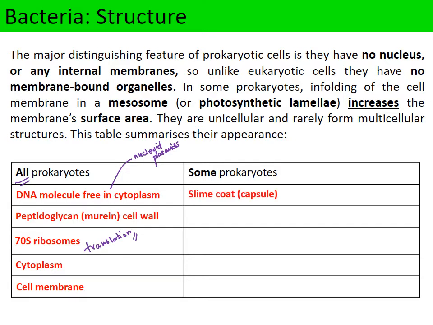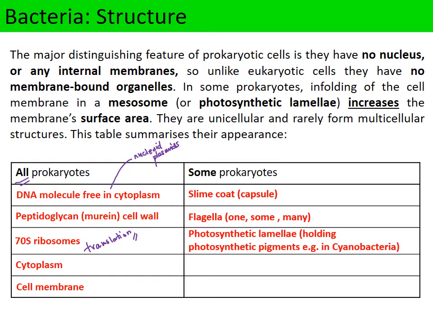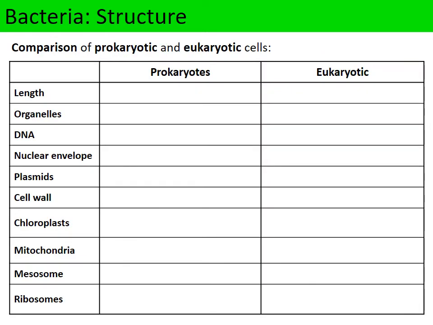Now, other bacteria might have a capsule on the outside for protection. They might have one, more, or many flagella, depending if they're motile or not. Some bacteria, like the Cyanobacteria, have what's called photosynthetic lamellae. So these are basically thylakoid membranes with the photosynthetic pigments in them that can absorb light energy that's used in photosynthesis. Most bacteria have plasmids that contain antibiotic resistance genes, but not all bacteria. So some have them, but not all of them.